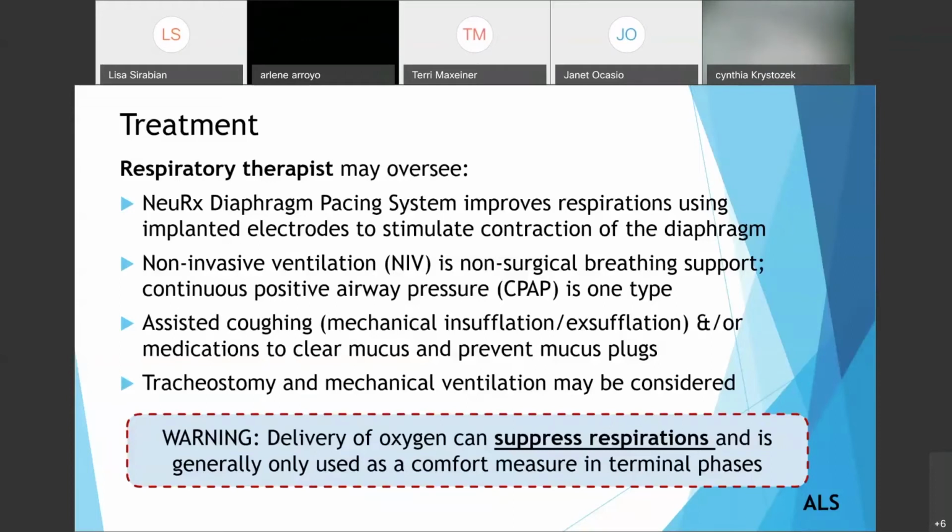You do need to take note of this warning: the delivery of oxygen can actually suppress their respirations and is generally not used except as a comfort measure in the terminal phases. So we usually think of providing oxygen to help, but in the case of ALS, it can actually make things worse because we suppress their drive to breathe.